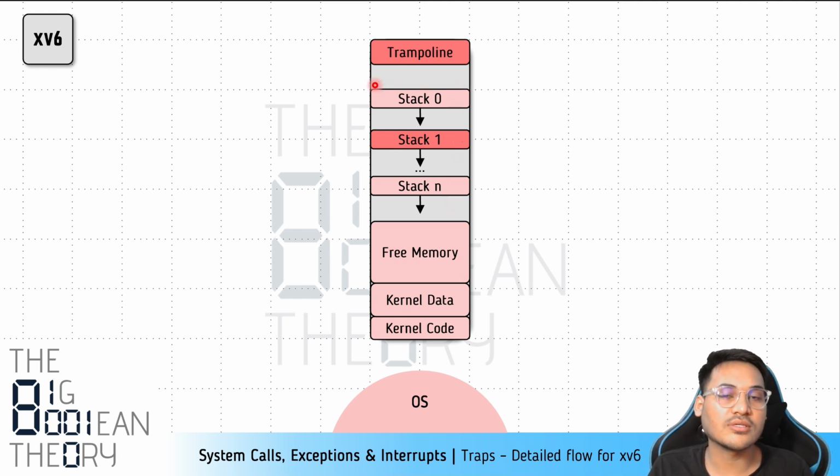Whenever any particular process is interrupted, then when the control is given to the kernel, that dedicated stack will be used for execution on behalf of the user process. That is why we have multiple stacks in the kernel address space.